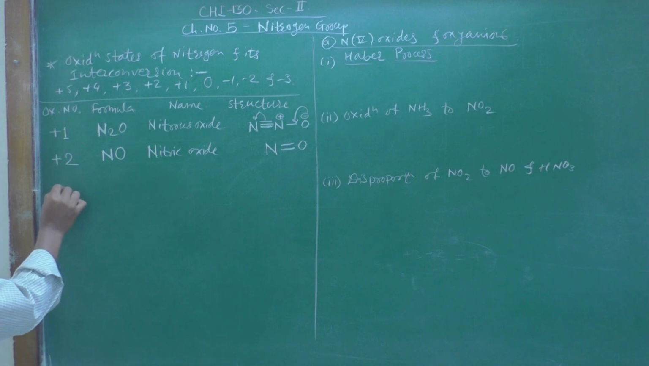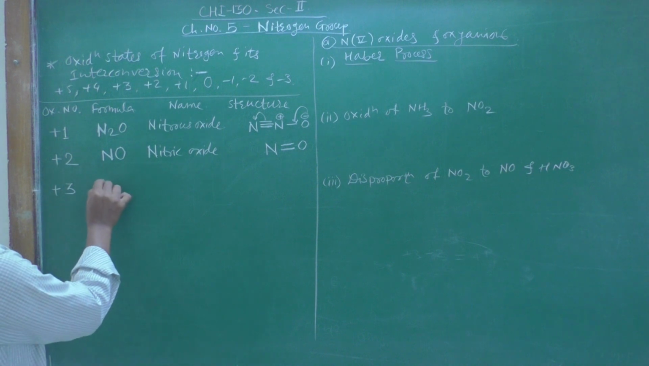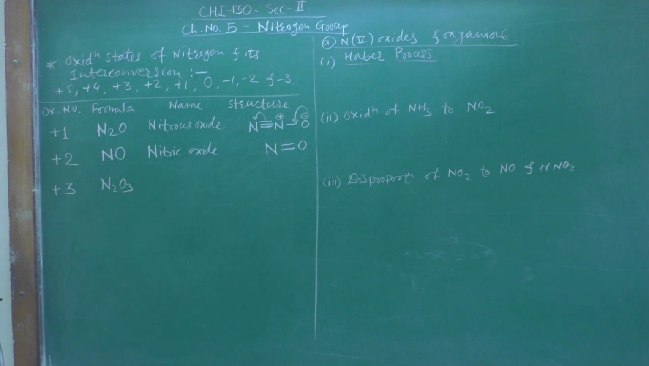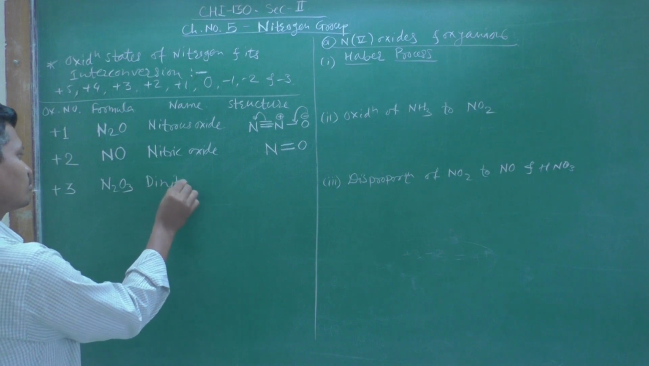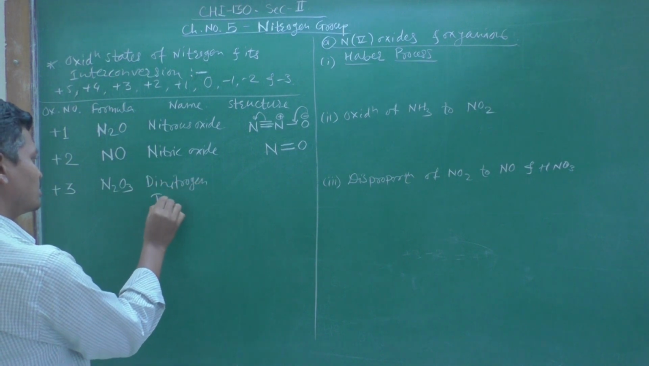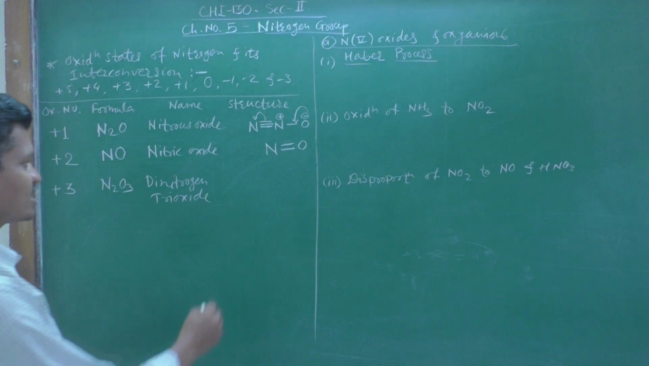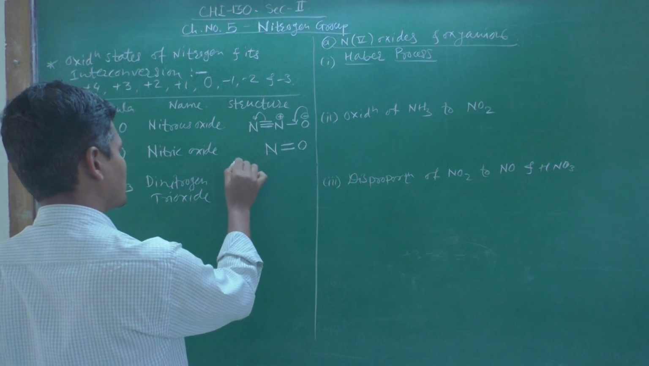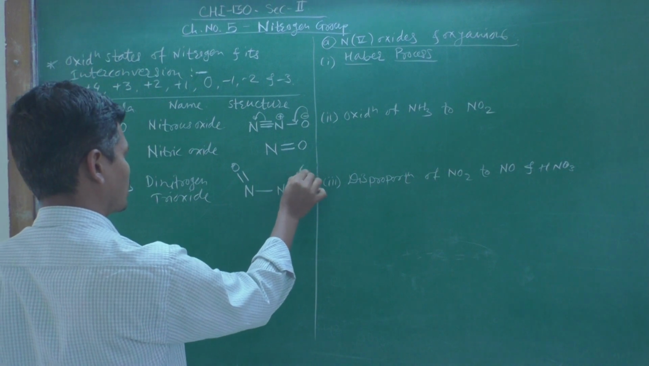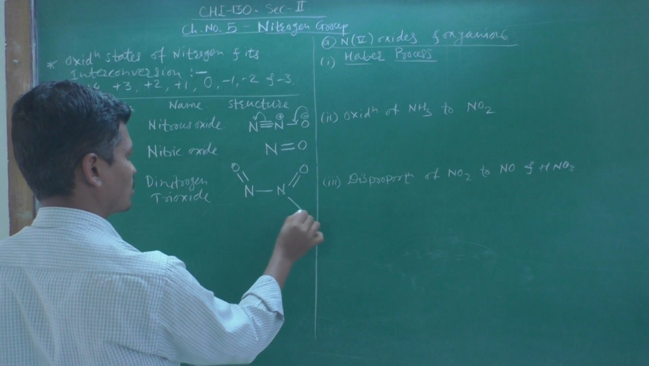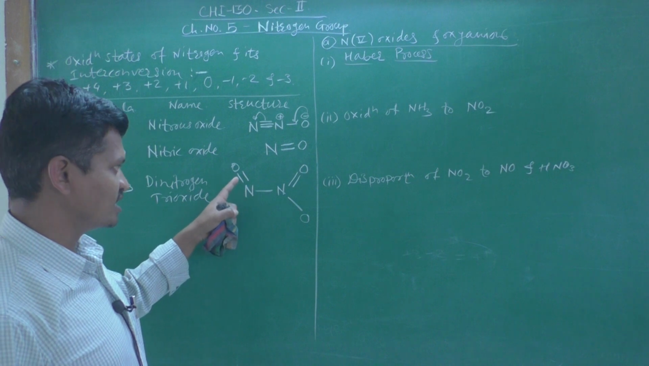Then the nitrogen which exists in +3 oxidation state is N2O3. The name of the compound is dinitrogen trioxide. And the structure is N2O3. So, the valency of this nitrogen is correct, 1, 2, 3.